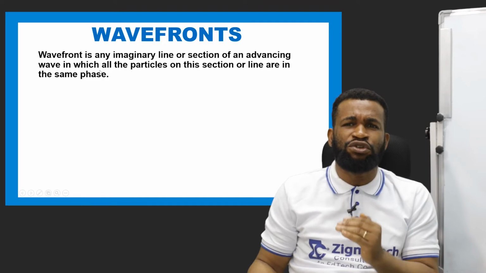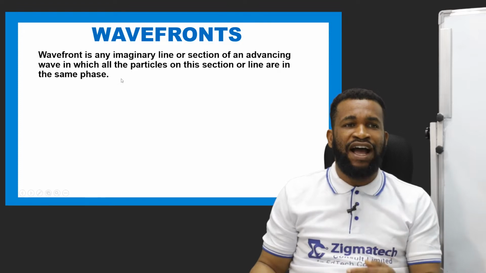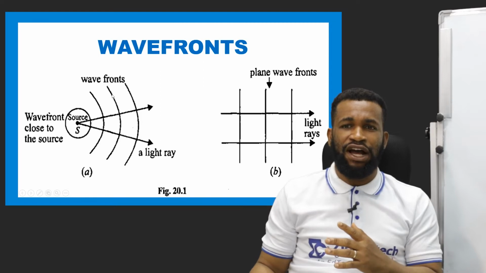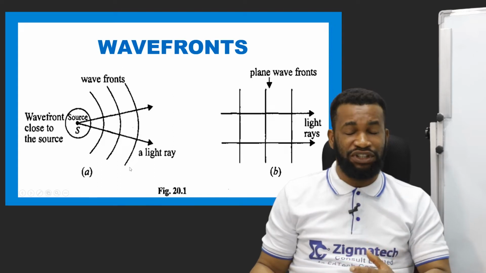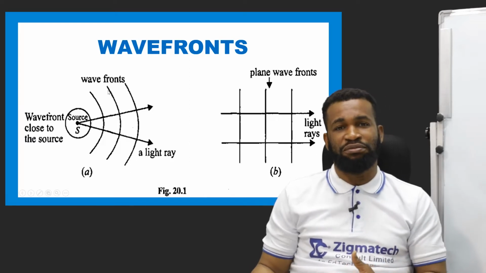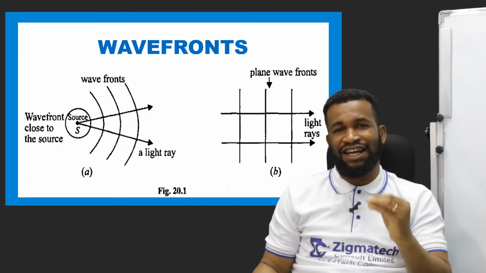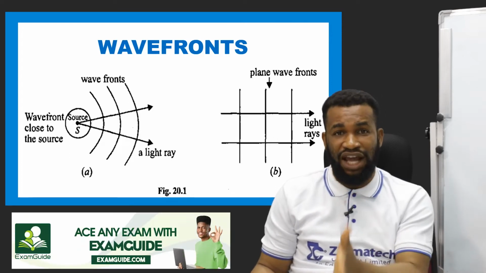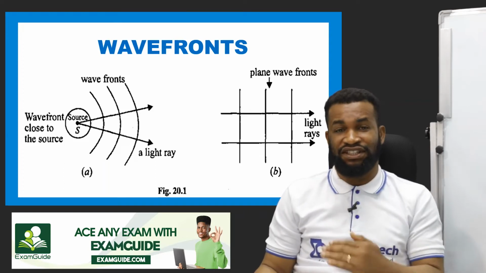An advancing wave in which all the particles in this section are in phase with each other. So all of them on this line are in the same phase. All of the particles on this other position are also in phase with each other. So whatever you place there or you place here, we still do the same thing. That is what we mean by a wavefront. So the key point here is that it is an advancing wave from a source such that those particles on those lines are in the same wave phase.